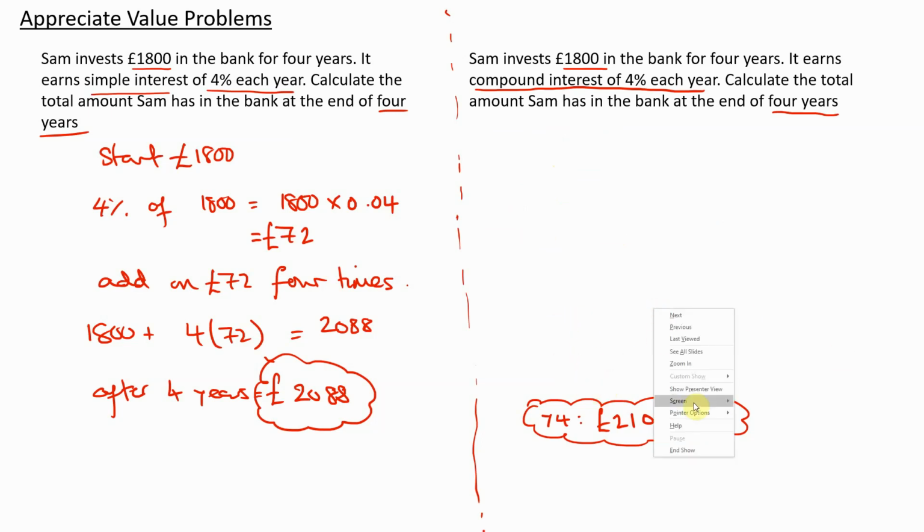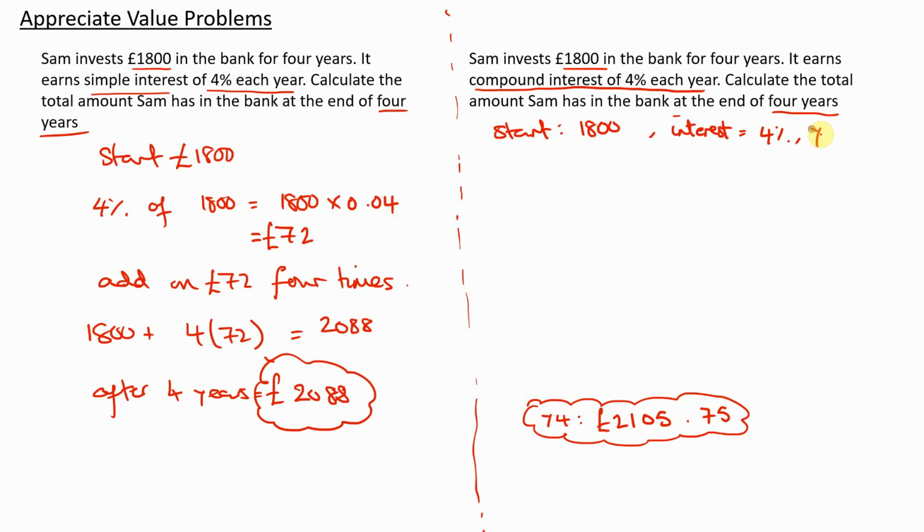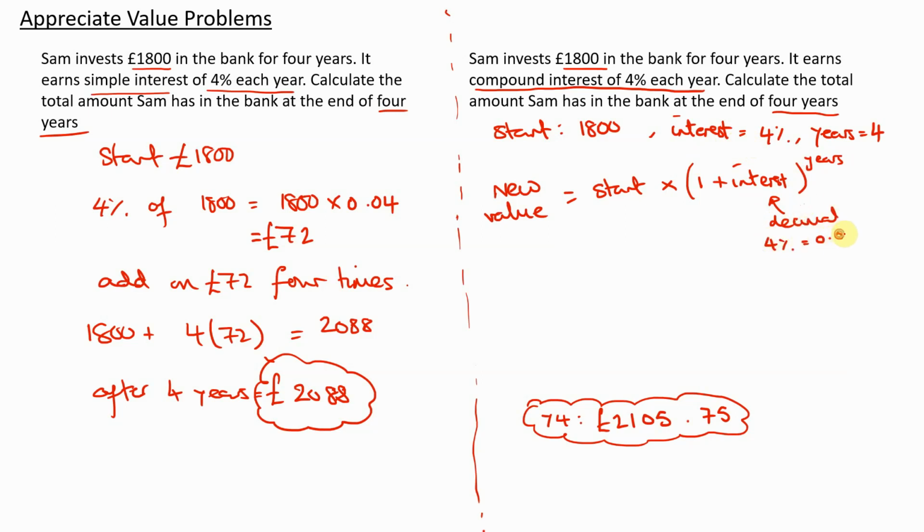So for this new method, which is going to make these so much easier if you can remember this, I'm always going to list out some key information. So the starting value, my interest, and my years. The new value is going to equal our start value times by 1 plus our interest to the power of how many years we have. And it's important to have the decimal of the interest. So 4% equals 0.04.